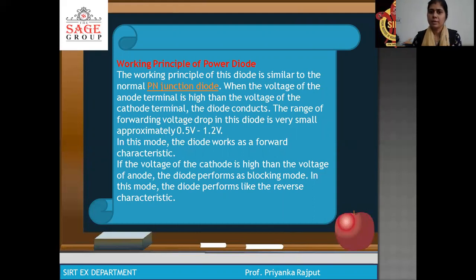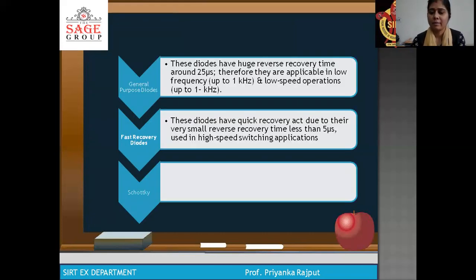Now, the working principle of the power diode. It is similar to a signal diode. Whenever we connect a diode in forward bias, it is in fully conducting mode. And whenever we connect a power diode in reverse bias, it will not be in proper conducting mode.